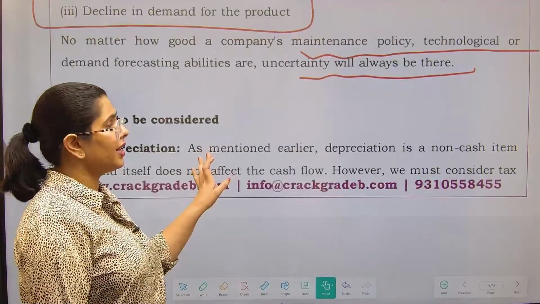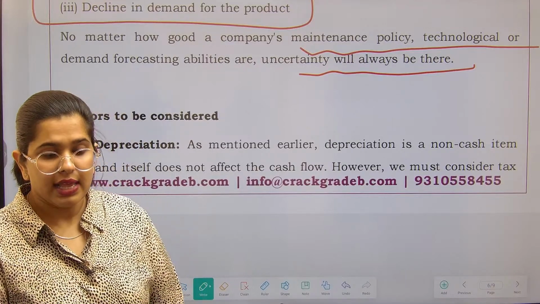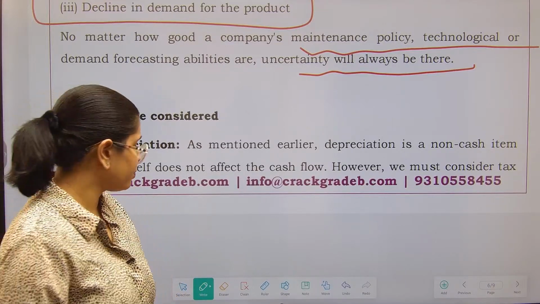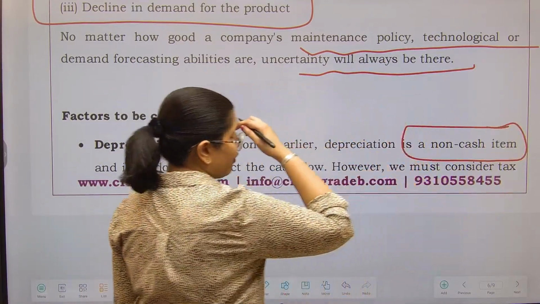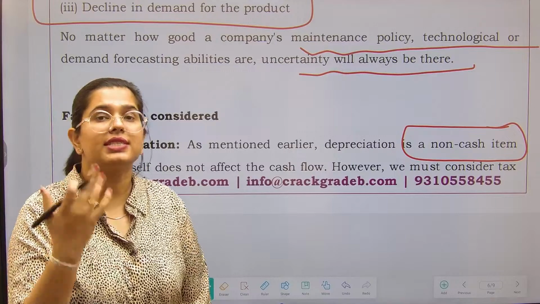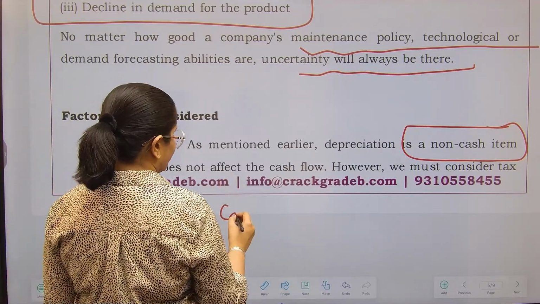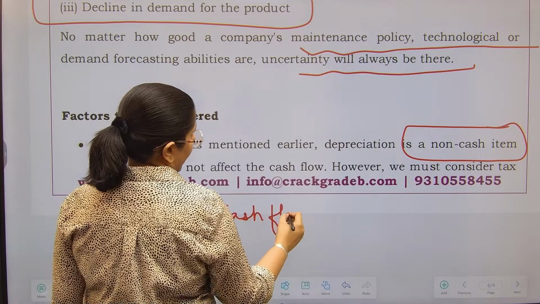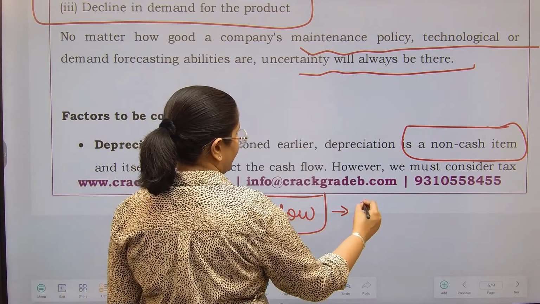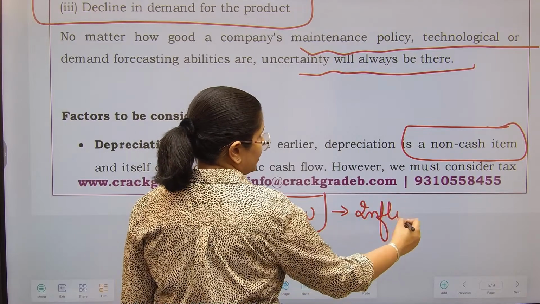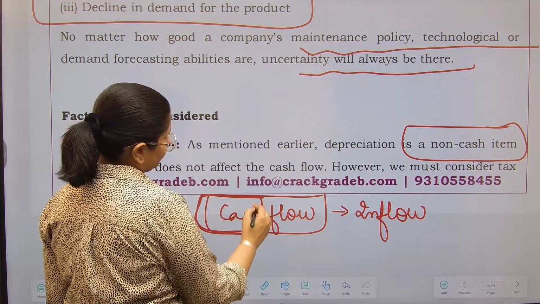Now factors which need to be considered when you will be talking about the project inflows. Number one is depreciation. Depreciation क्या होता है? Depreciation is a non-cash item. Now, when I have to decide about a project, I should always think about cash flow. And if very specifically I should say, I should only be thinking about the inflow. What is the incremental inflow I am getting? But please focus on the word cash.